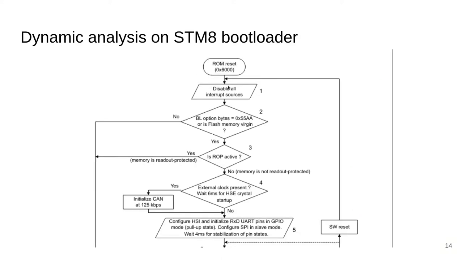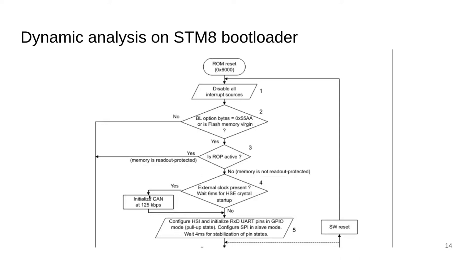If reset, the bootloader initializes a few peripherals and disables all interrupts. Then it checks whether the chip is empty or if the bootloader option bytes are set. If that is the case, then it checks the ROP byte, so the readout protection. If that's active, it just goes on to the user application. And if it's not active, finally it goes through.